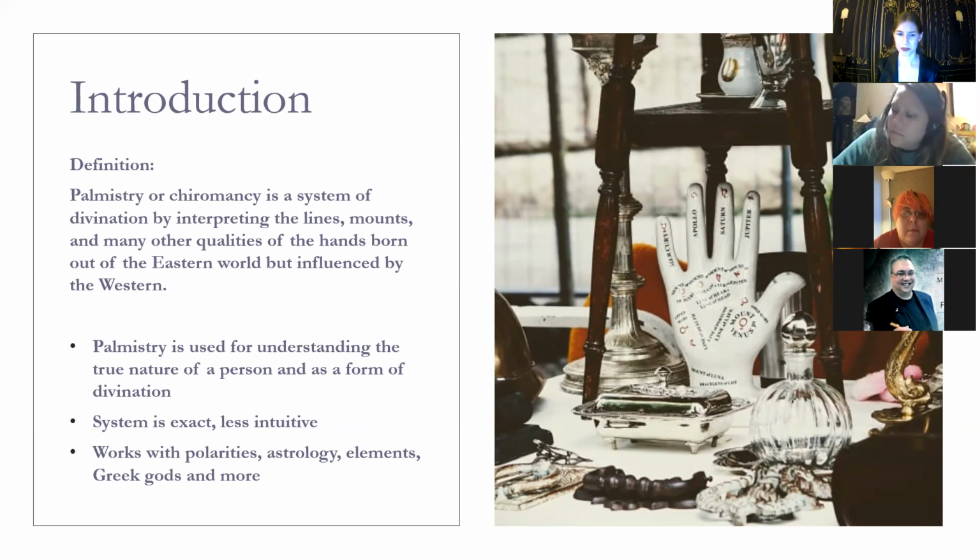Palmistry has developed over thousands of years, and we have the advantage of having a lot of the information and writings of some new researchers and thinkers in the world of palmistry. In the 19th and 20th century, palmistry was studied with more of a scientific bent.